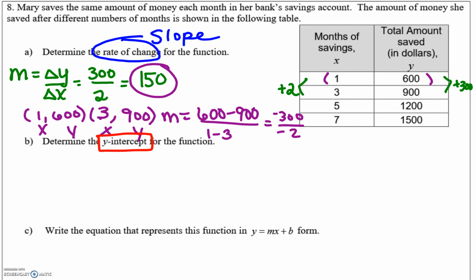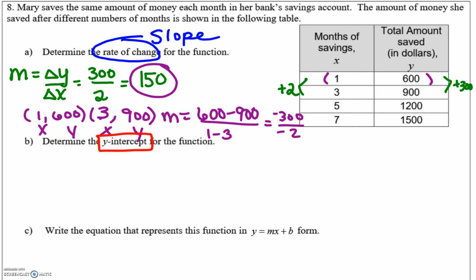So for the y-intercept, there's also 2 ways that you could do it. Y-intercept by just using the table. Remember, your y-intercept occurs when x equals 0. So in our table, we could work backwards. How do I go from 1 to 0? I take 1 away, right? So from 600, I'm taking 1 full m term or slope away. So minus 150. So 600 minus 150, my b term is going to be 450.